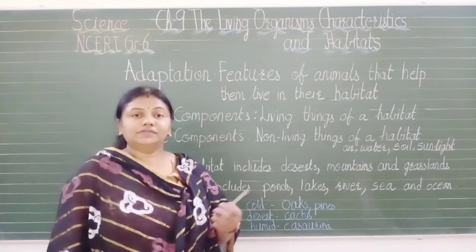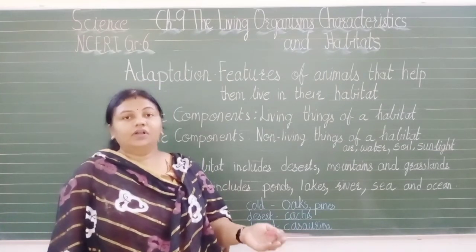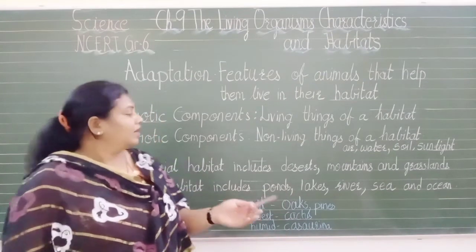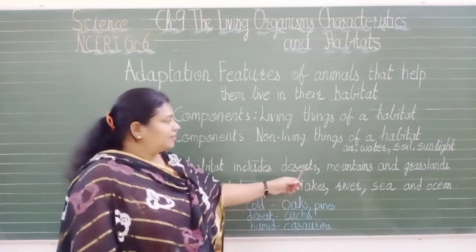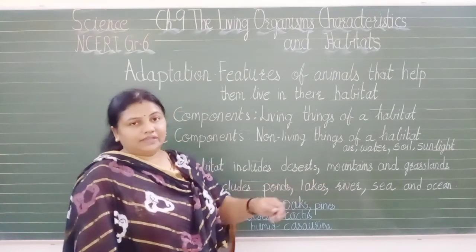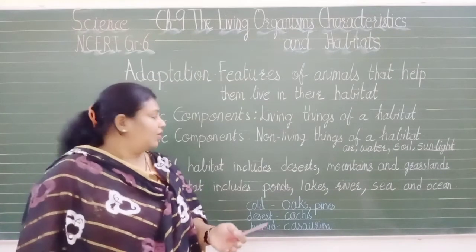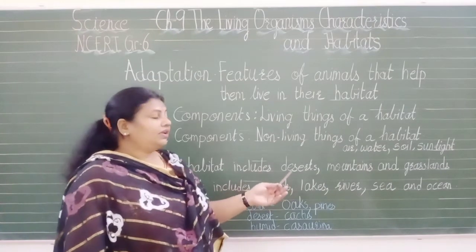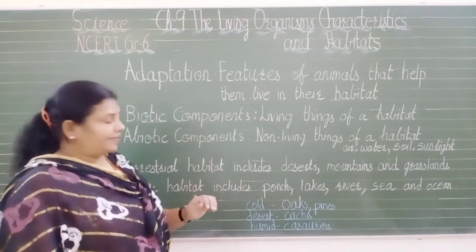The creatures which live on the land are known as terrestrial animals or terrestrial creatures. Terrestrial habitat includes deserts, mountains, and grasslands. Yes, the living organisms which live in the deserts, mountains, and grasslands have a terrestrial habitat.